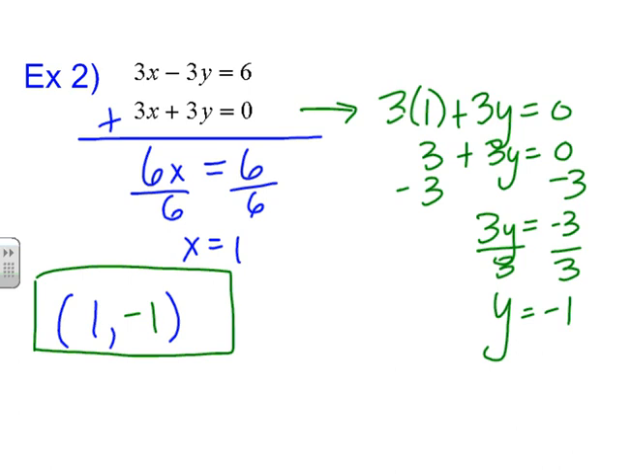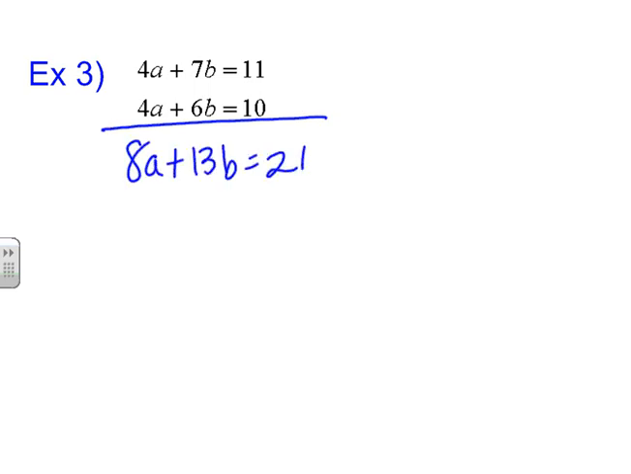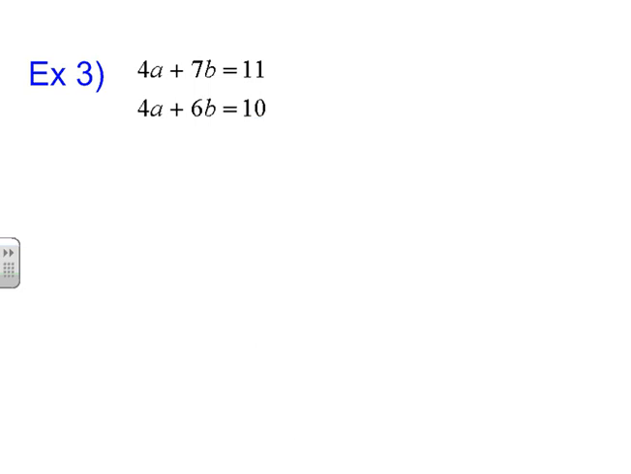Now sometimes we'll have lines that won't be set up as nicely as these two problems. Let's take a look at this one. 4a plus 7b equals 11 and 4a plus 6b equals 10. If we were to add these up just the way they are right now, we'd end up with 8a plus 13b equals 21. We didn't lose a variable, so let's get rid of that and think. We could get rid of the b's, but I would have to change both equations, multiplying through. We have to remember our skills about multiplying through and changing an equation.